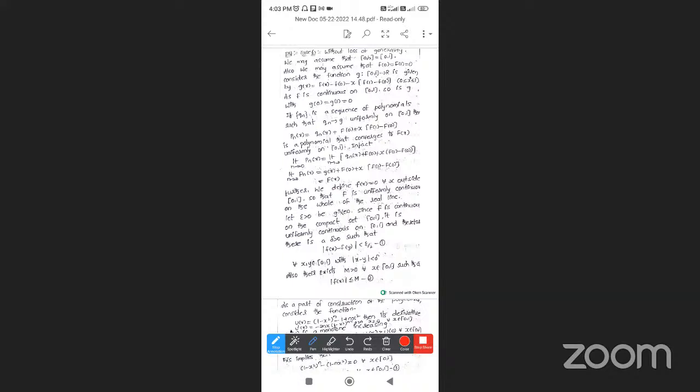Further, we define f of x equal to 0 for all x outside the closed interval [0,1], so that f is uniformly continuous on the whole real line. Let epsilon greater than 0 be given. Since f is continuous on the compact set [0,1], it is uniformly continuous on [0,1], and therefore there is a delta greater than 0 such that |f of x minus f of y| is less than epsilon by 2. This is equation 1, for all x, y in the closed interval [0,1] with |x minus y| less than delta.